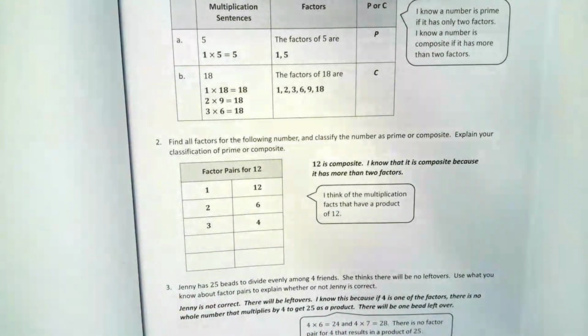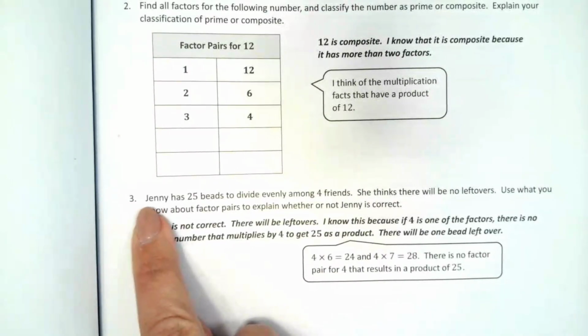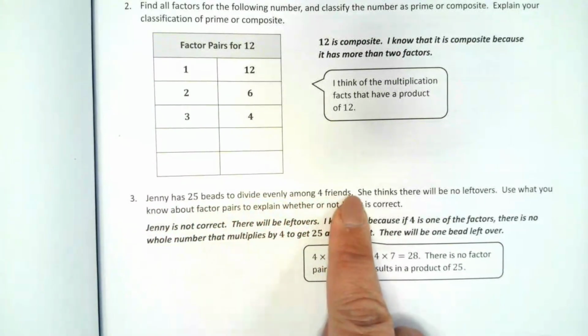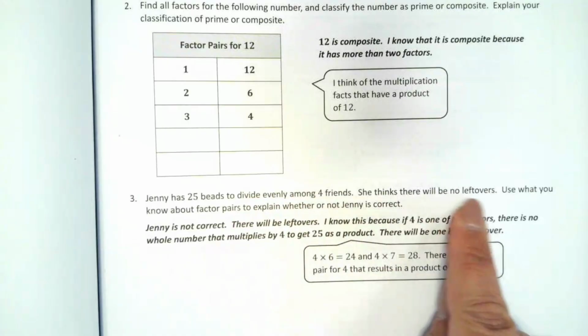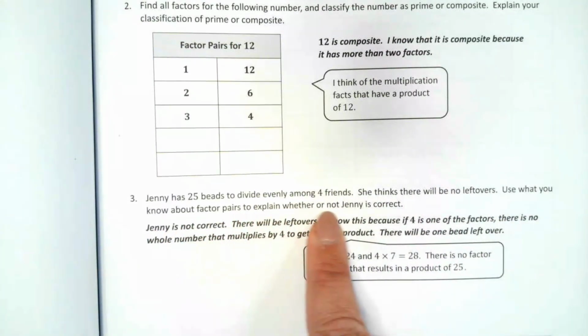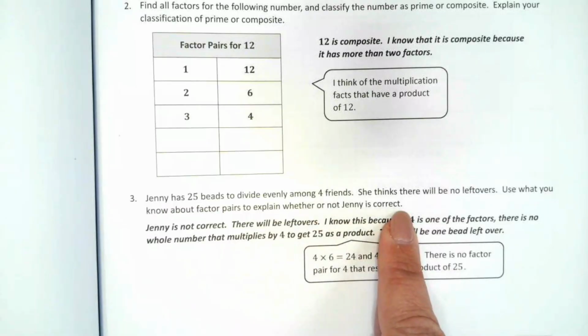Let's look at number 3. Number 3 says, Jenny has 25 beads to divide evenly among 4 friends. She thinks there will be no leftovers. Use what you know about factor pairs to explain whether or not Jenny is correct.